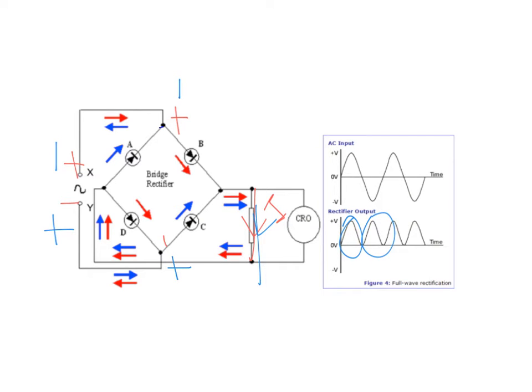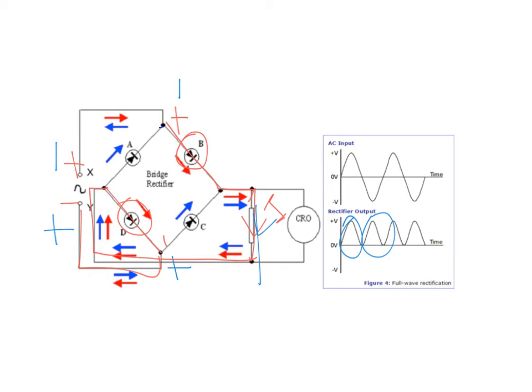So you will also notice that in the beginning, when this was positive, I traced for you the current flow. It flows here, so this is conducting, then flows to here, and then it flows through here. So this is conducting. Then it flows out. So can you see that both diodes that conduct are opposite to each other?